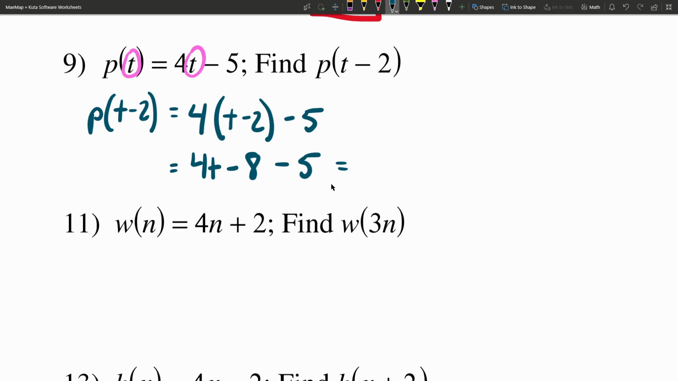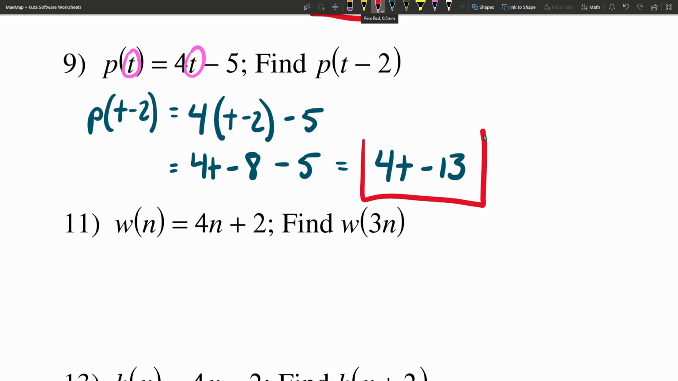4t minus 8 minus 5. I'm taking a negative 8 and subtracting 5, so that's the same as a negative 13. So we're going to have 4t minus 13. We can't simplify this expression down any further, so this is our solution. When we plug in t minus 2 for t, p of t minus 2 equals 4t minus 13.